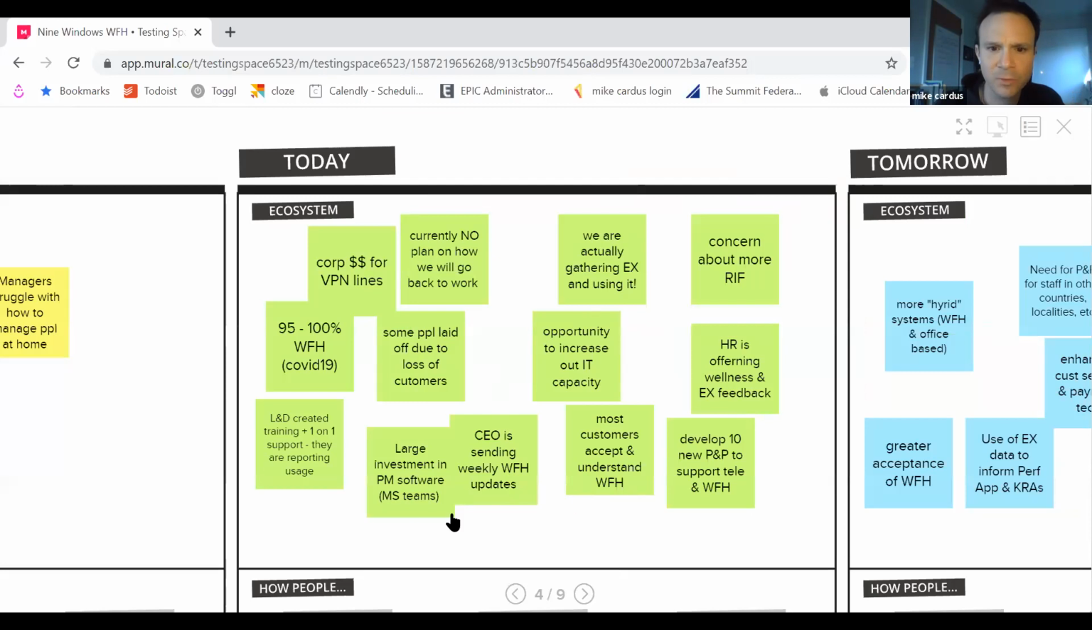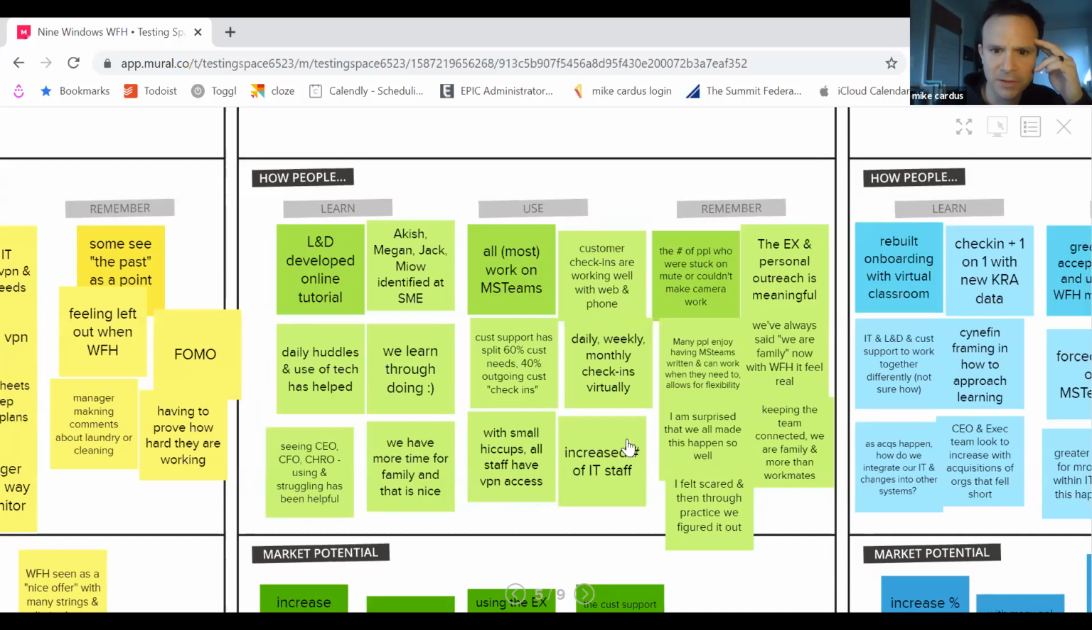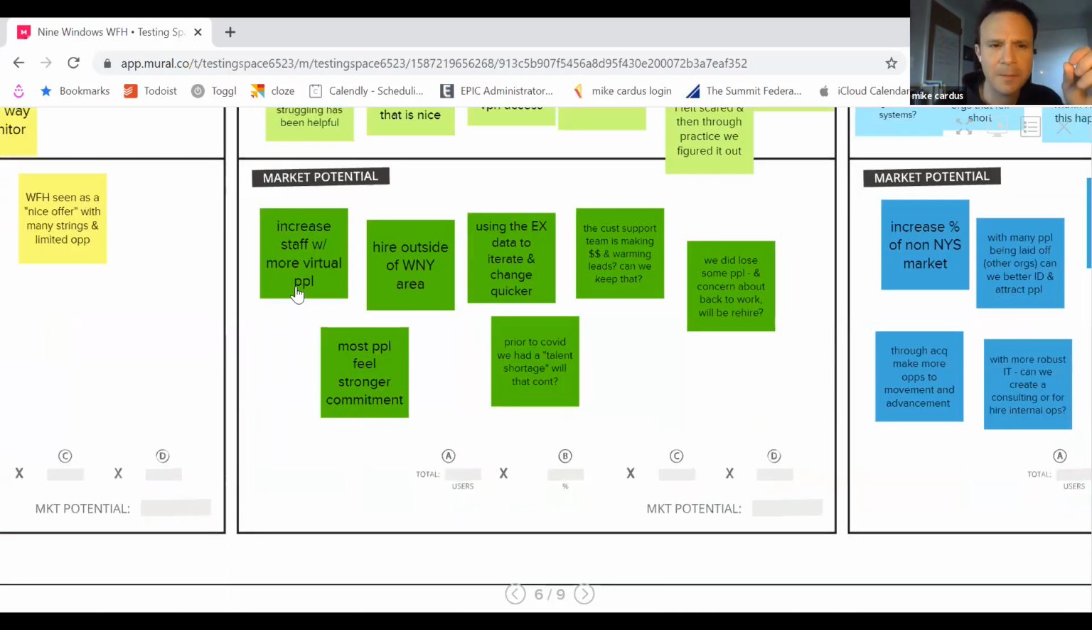Then we went into today, what the current ecosystem looks like, the changes, what's working, what's not working, amplify and dampen. We went into how people learn, how they're currently using work at home, check-ins, virtual meetings, a lot of Microsoft Teams, how they remember and how they think folks are going to remember the current changes and how they got through this. And then market potential, meaning in the current process, what potential opportunities are they seeing in the market to grow and increase their organization and enhance their teamwork and staff retention and talent retention.